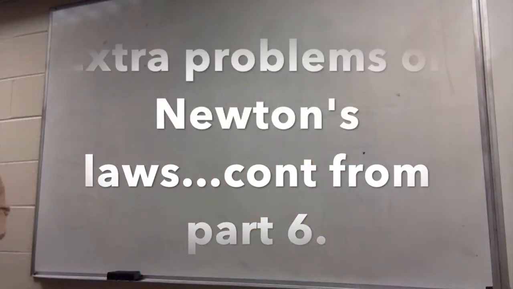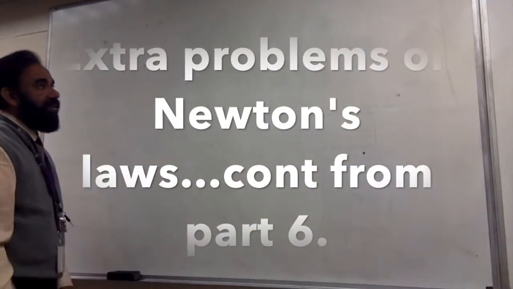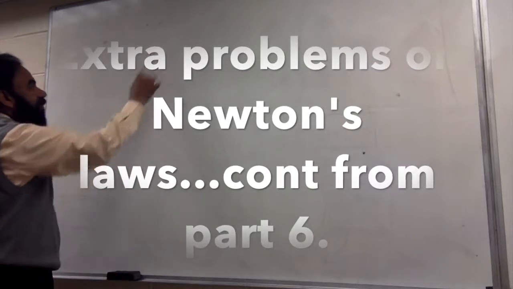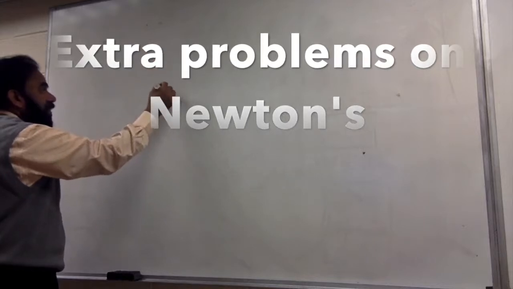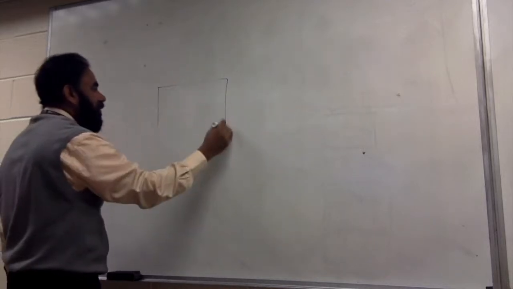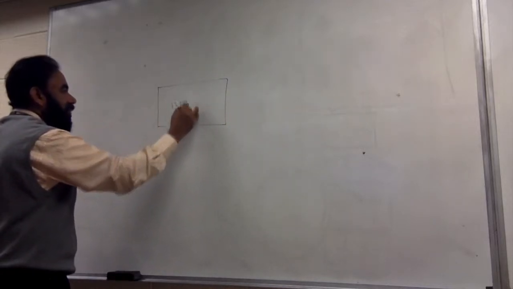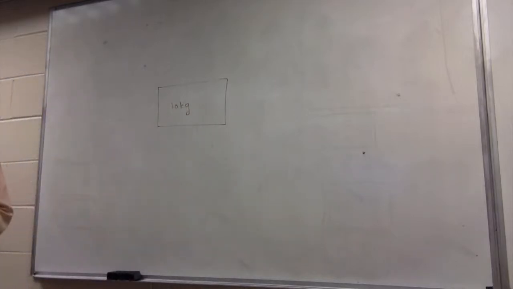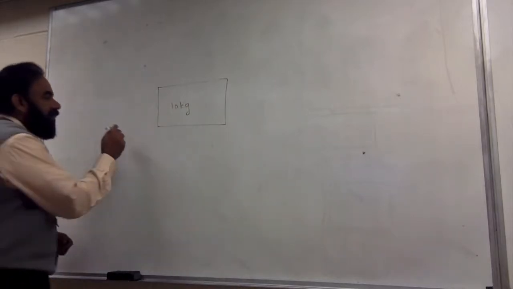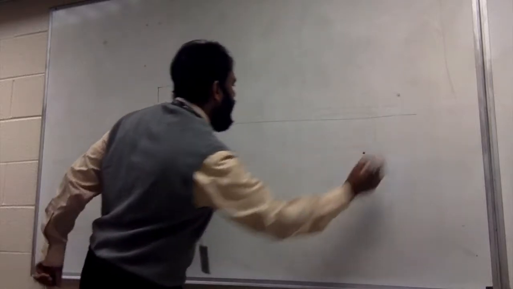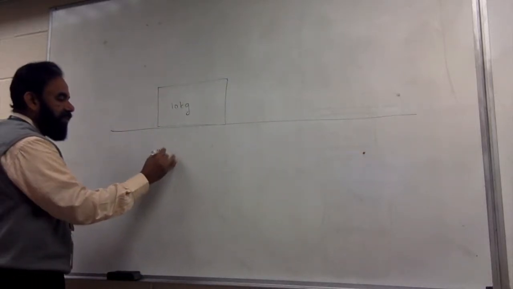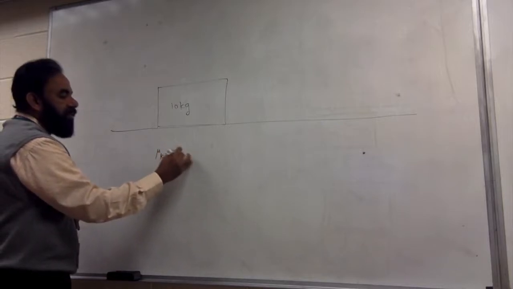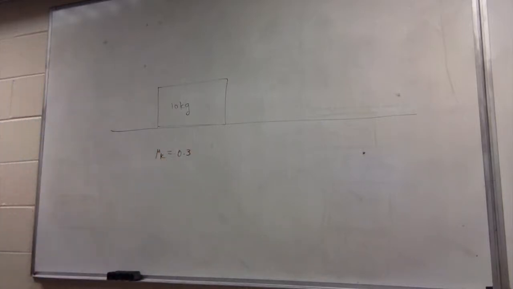All right, for extra problems on Newton's laws, just in case you bump into one of these, you should be able to tackle them. So take this problem. Here is a box of 10 kilograms, and it is sitting on a rough surface. The coefficient of kinetic friction is, let's say, 0.3.